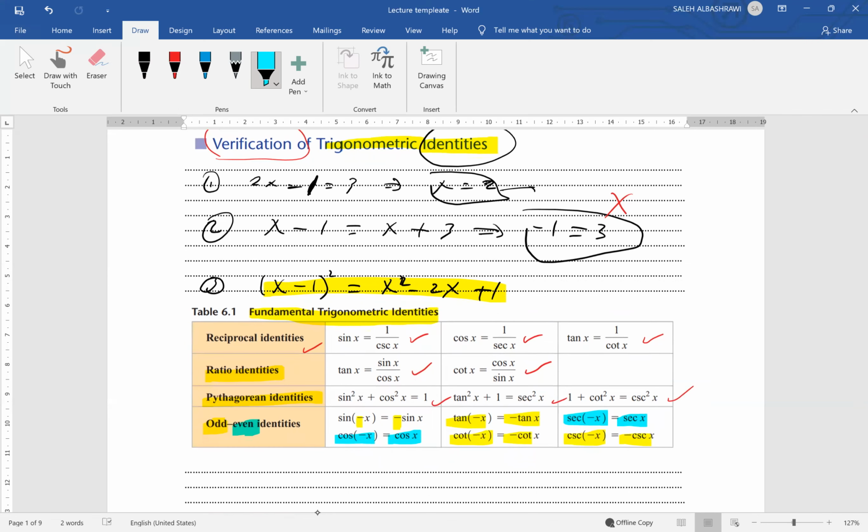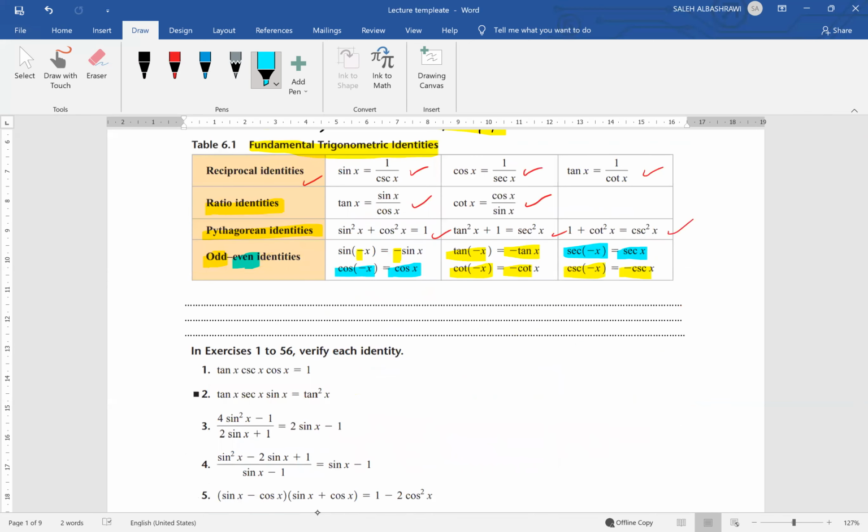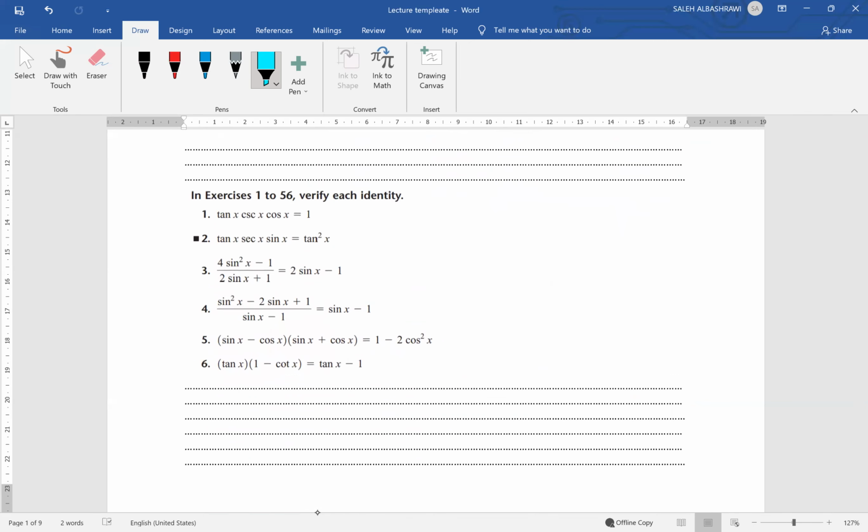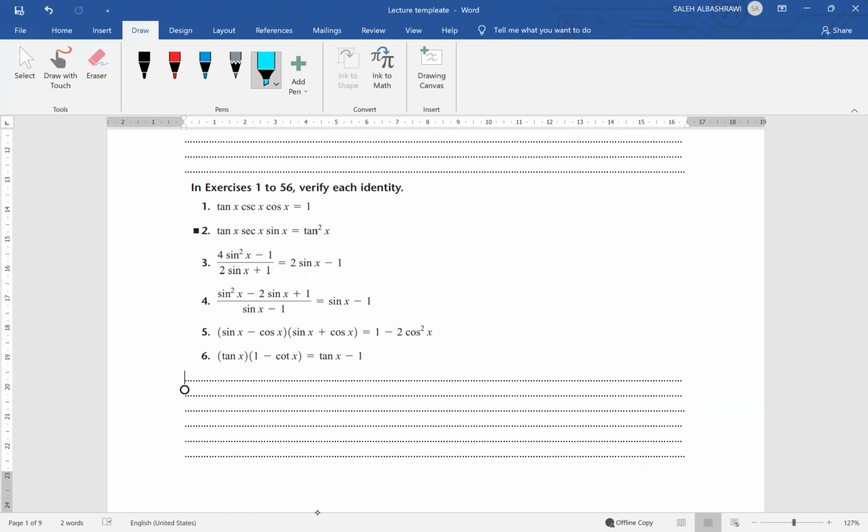To give more details about now the verification of the trigonometric identities, let's have some examples. I'll go through these examples to show or to verify the left-hand side equal to right-hand side. In general, for the verification, we have one side of the equality more complex than the other side. We'll take that one and we will try to simplify it. So for example number 1, we have tangent x, cosecant x, cosine x equal to 1.